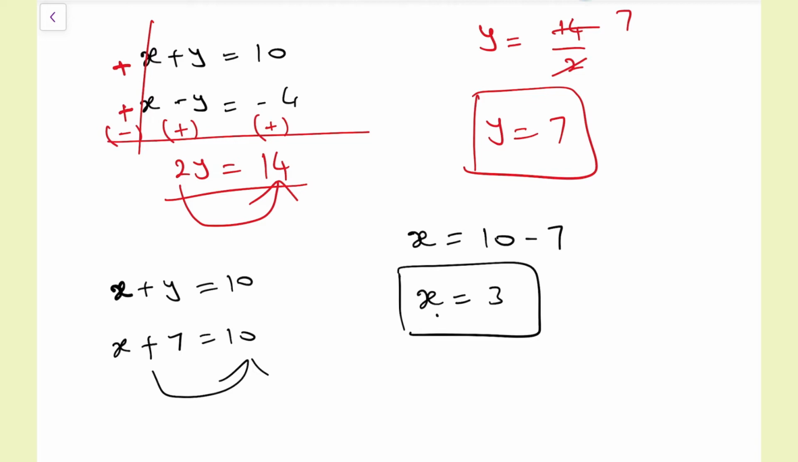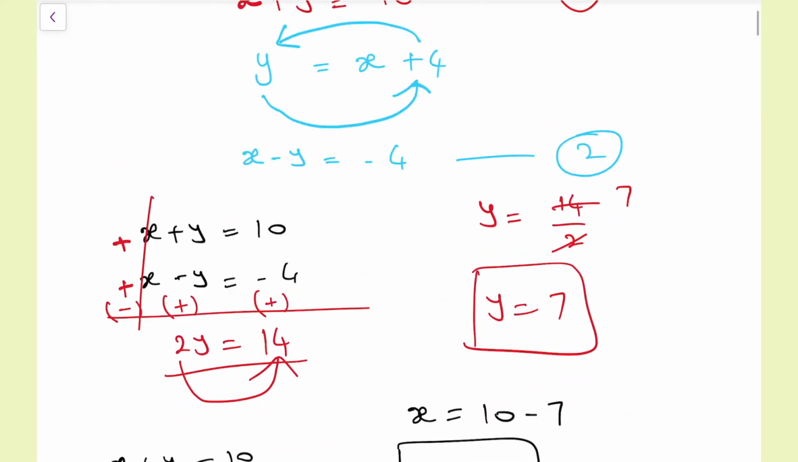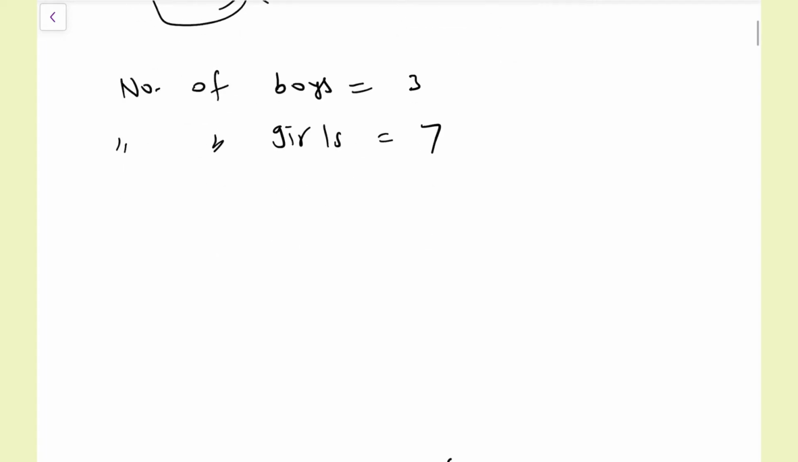What we took in the beginning, X and Y means? X means we took it as boys. So number of boys 3 and number of girls 7. Now the same, let us do graphically then.